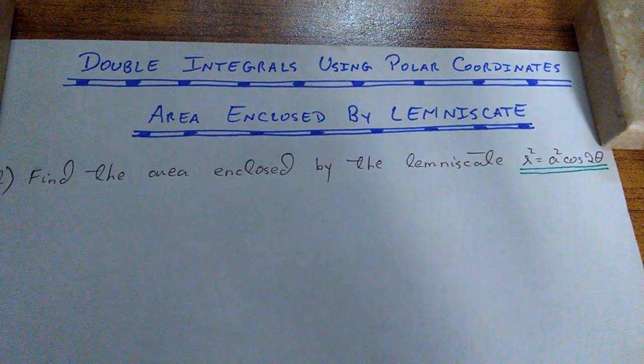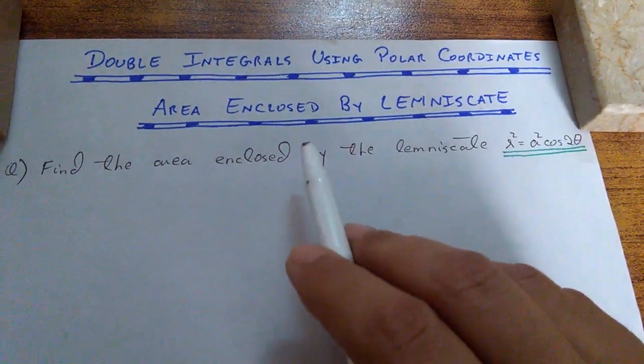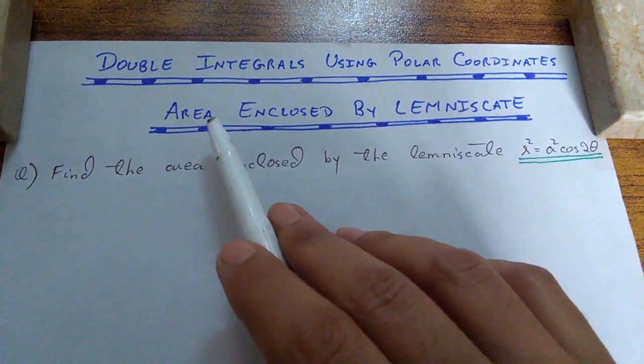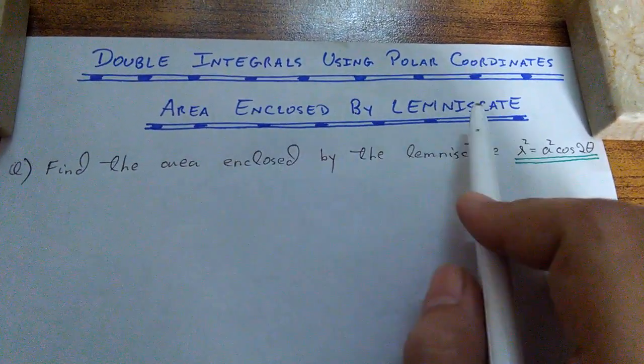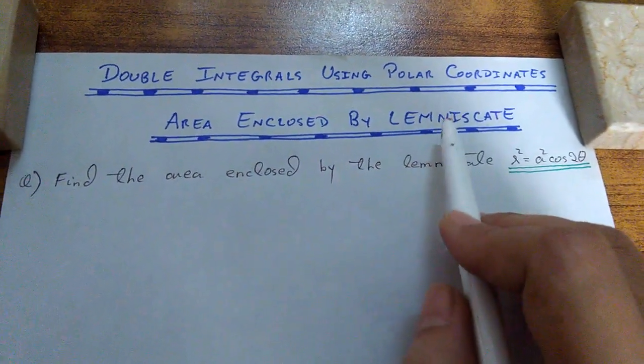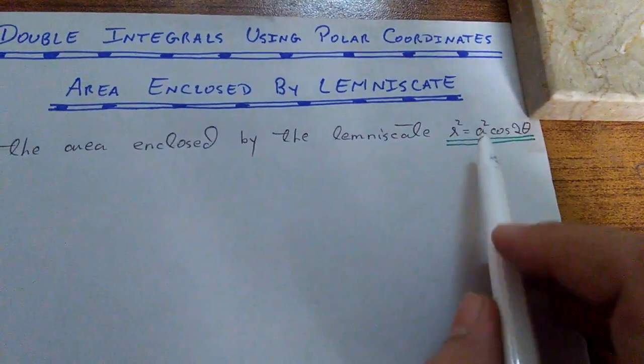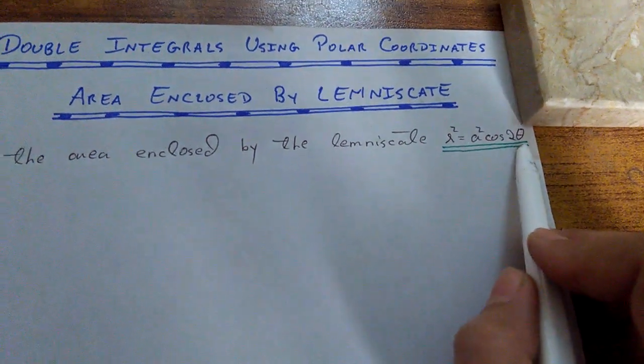So now we are going to move on and apply double integrals and try to find out the area enclosed by this lemniscate. The equation of the lemniscate is mentioned over here. This is it.